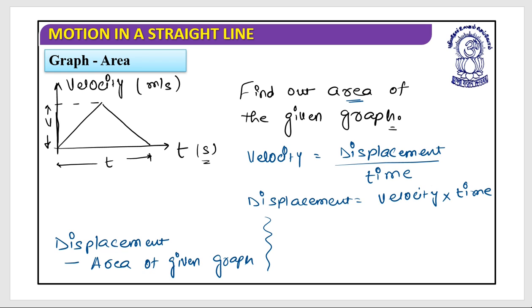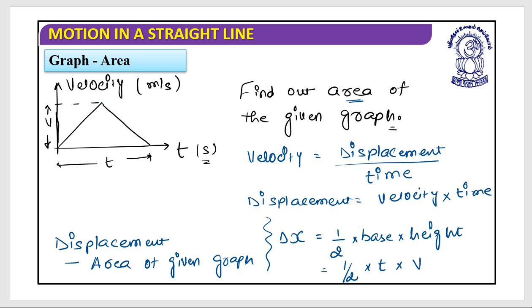Suppose I represent displacement as delta x. Then it should be the area of this graph. The area of this graph, it's a triangle. So for the triangle, area could be given as half multiplied by base multiplied by height. I'm sure you know this. In our situation, it is half multiplied by base, which is t, multiplied by height, which is v. So it is half into v into t. This is displacement. Yes, got it.